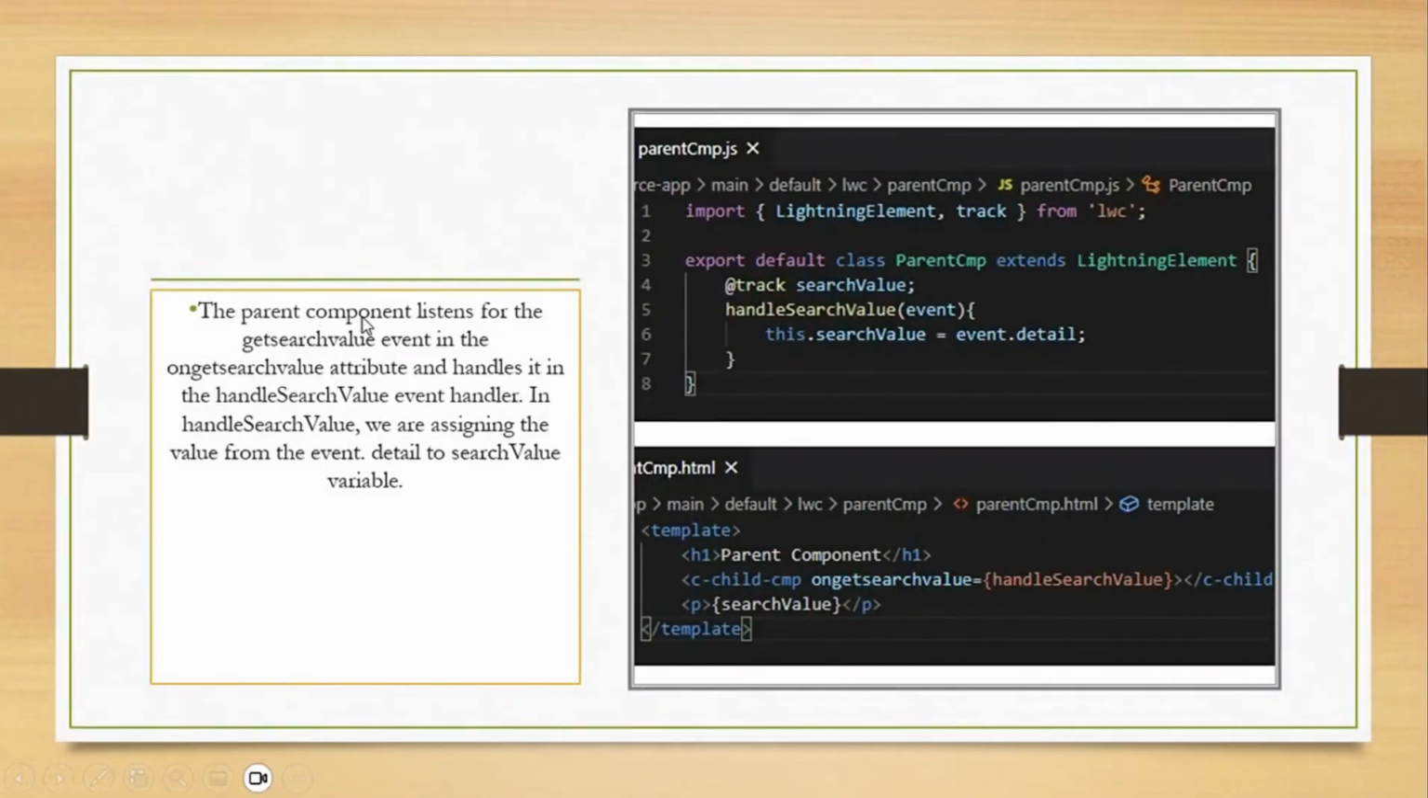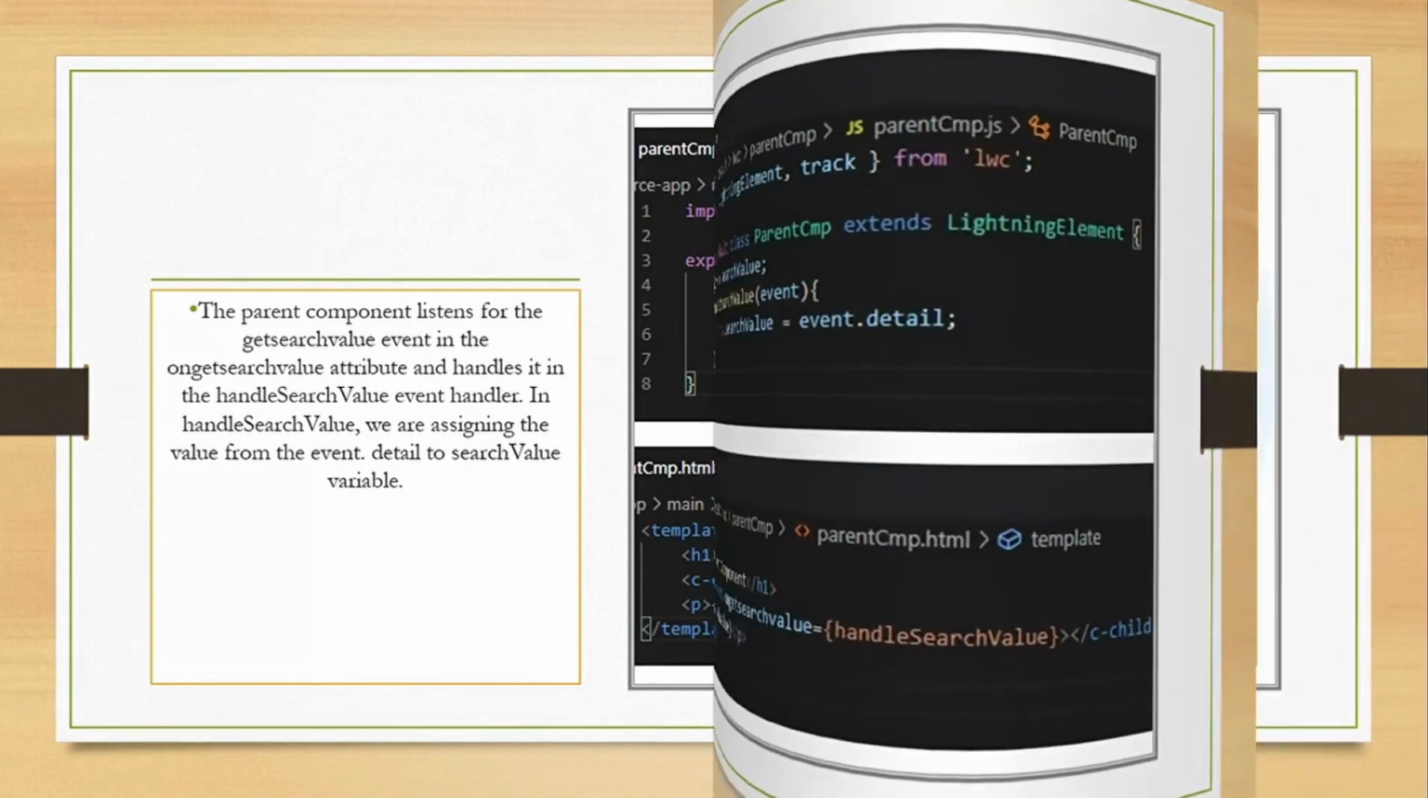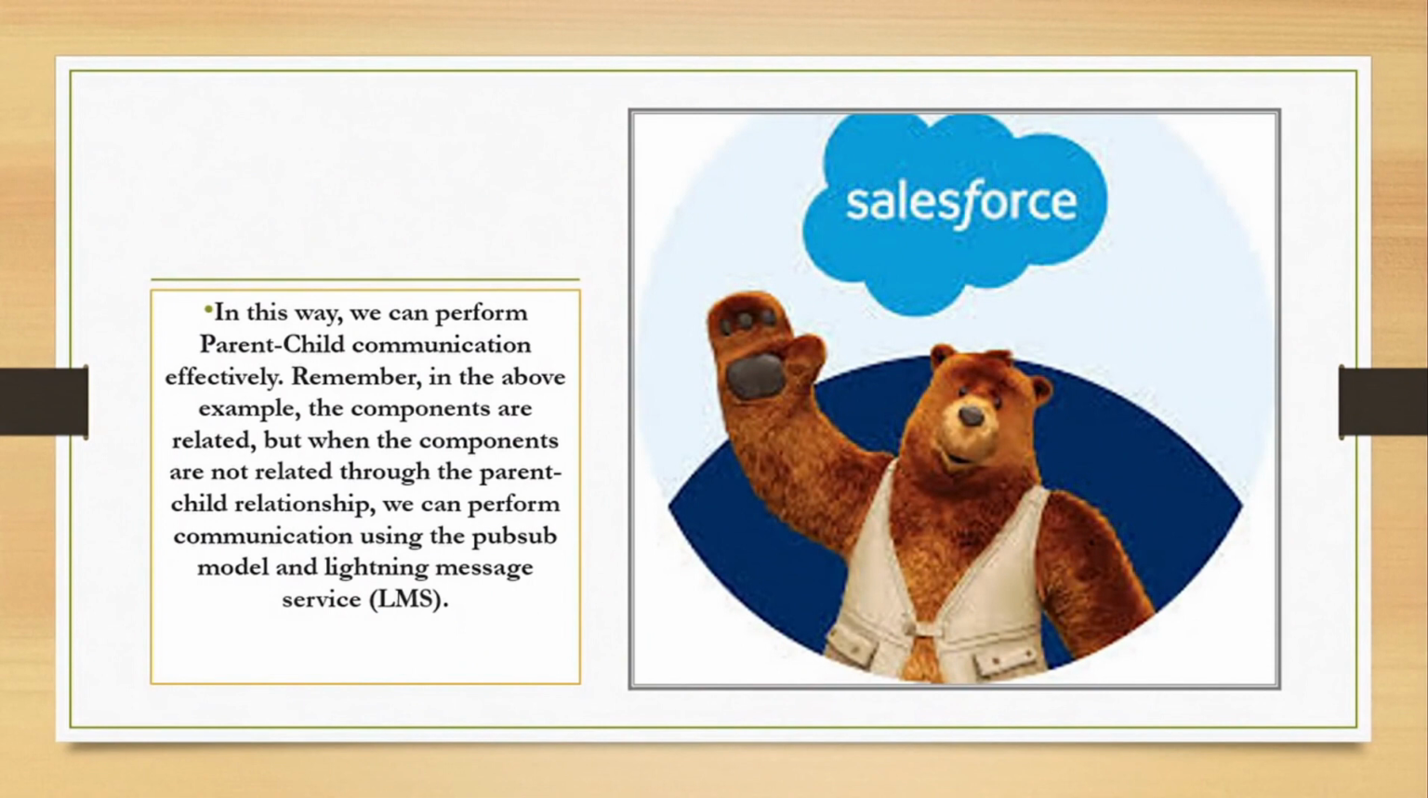The parent component listens for the child's getSearchValueEvent in the onGetSearchValue attribute and handles it in the handleSearchValue event handler. In handleSearchValue, we assign the value from the event detail to the searchValue variable. In this way, we can perform child to parent communication effectively.